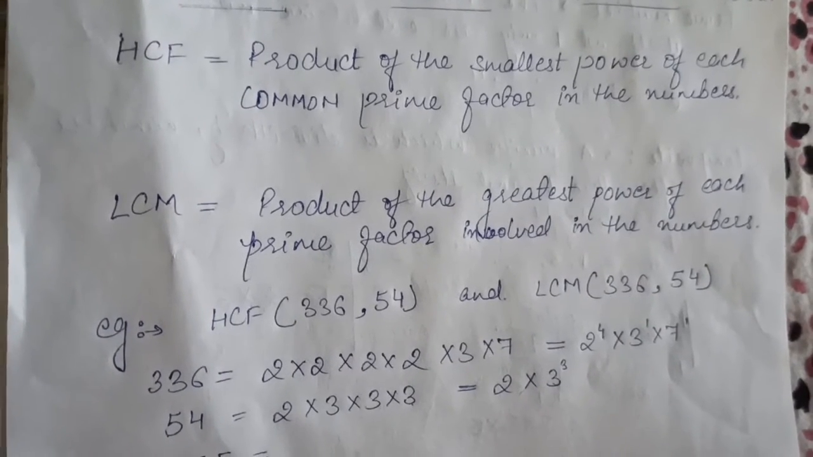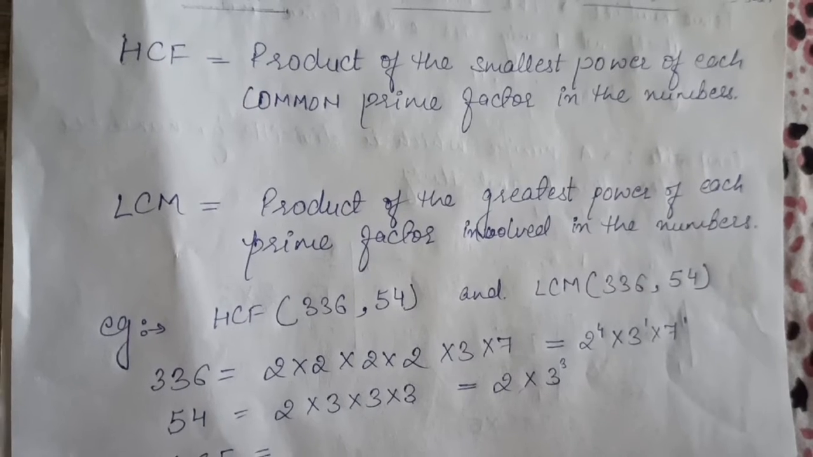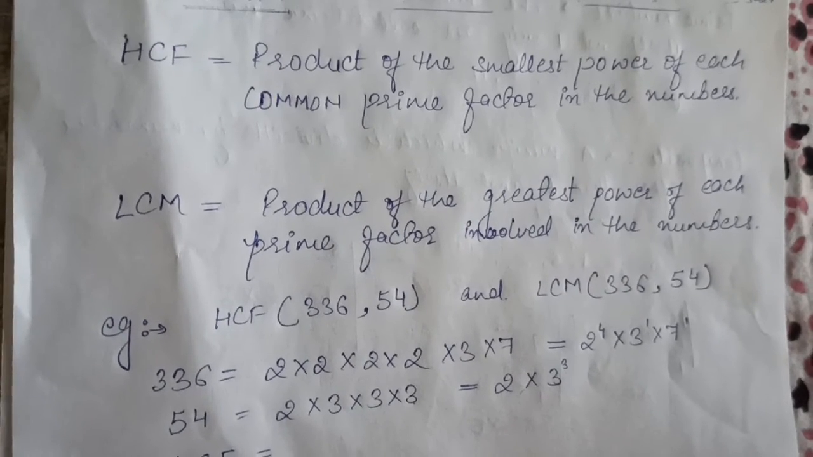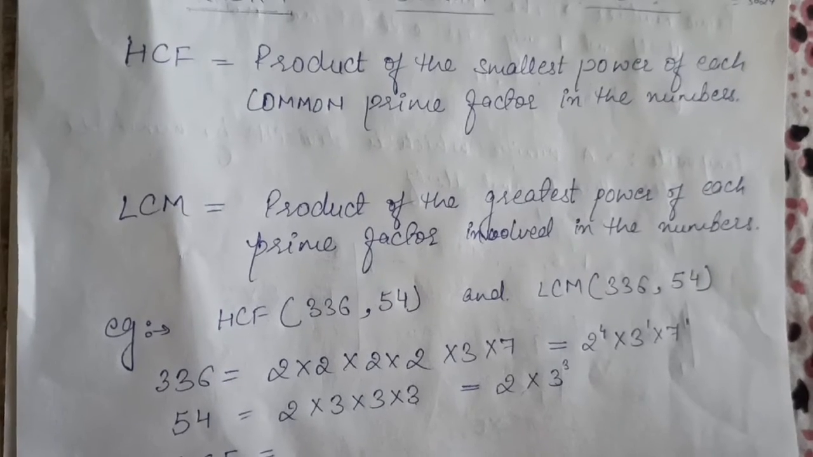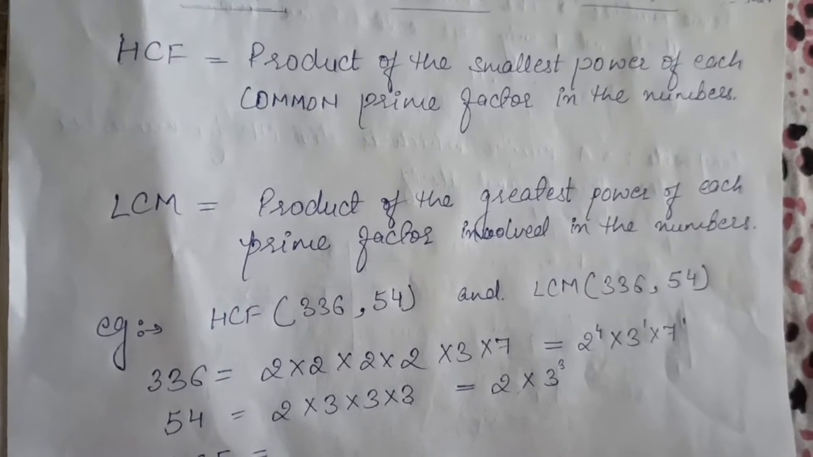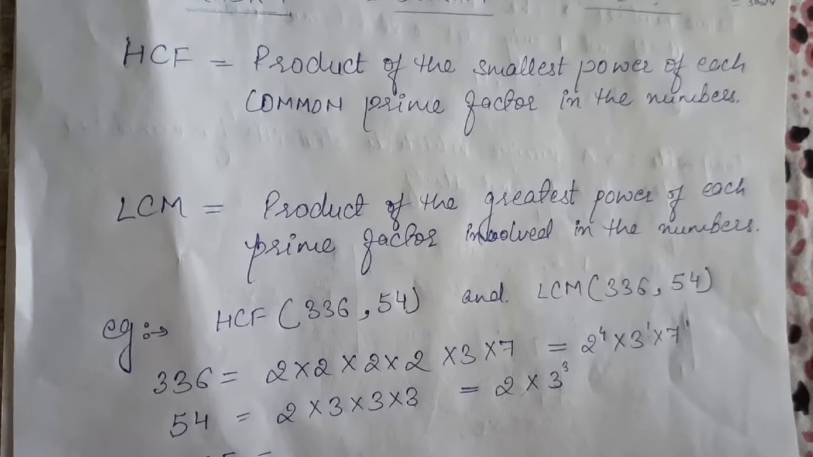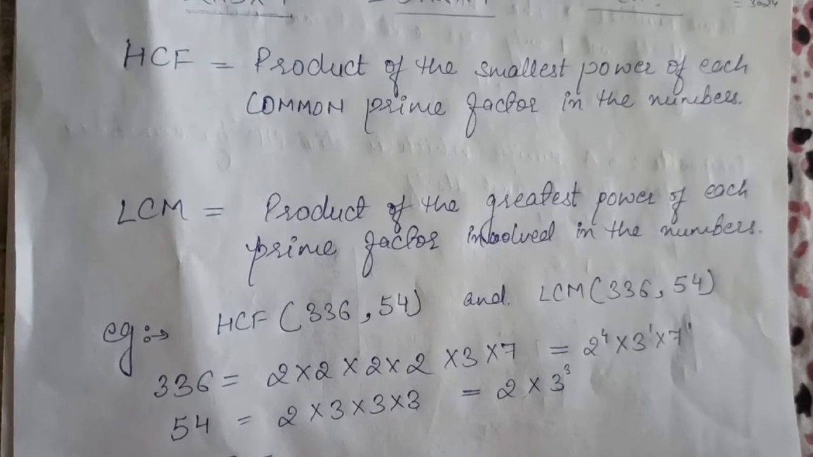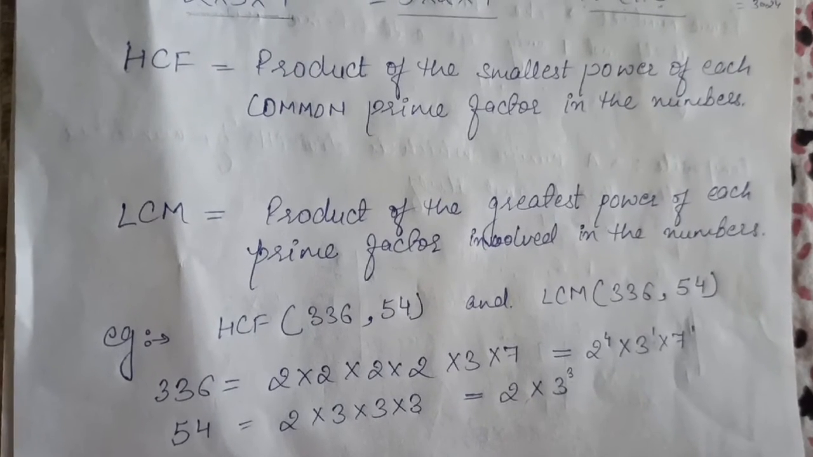First of all, start with HCF. HCF means the product of the smallest power of each common prime factor in the numbers. The highest common factor is the product of the smallest power of each common prime factor. We will take here only the common prime factors.